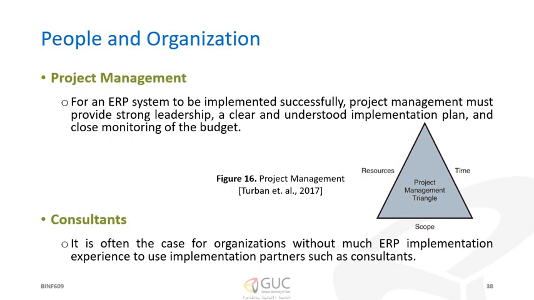Now we are going to discuss the people and organization in ERP system implementation. To successfully implement an ERP system, project management must provide strong leadership, a clear implementation plan, and close monitoring of the budget. The figure shown in this slide is the fundamental balance of project management, where any change to one side of the triangle will require a change to one or more sides.